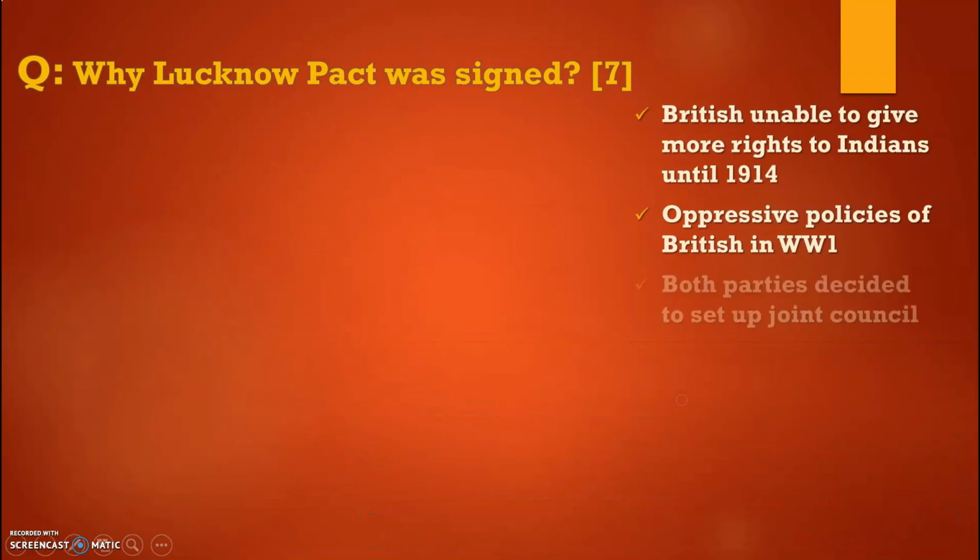और जो आखिरी चीज हमें यहाँ पे ऐड करनी है, that would be the setting up of a joint council. कि इन दोनों political parties ने decide किया that they would create or set up a joint council and then decided to cooperate with each other to somehow create a friendship or the feeling of a cooperation so that they could collectively put pressure on the British.